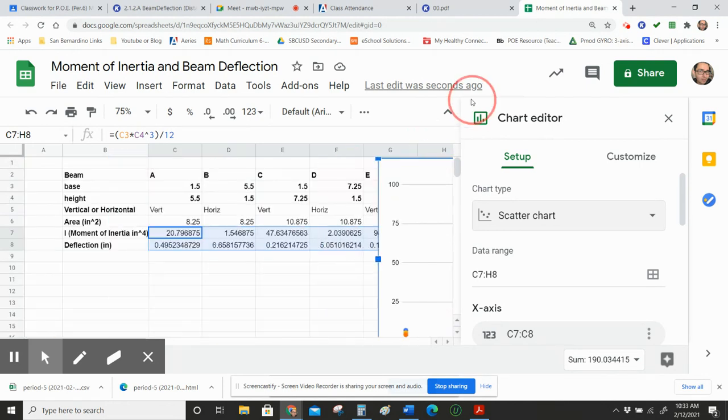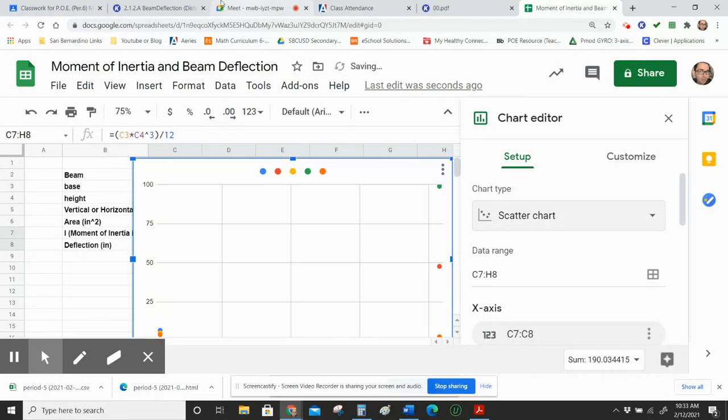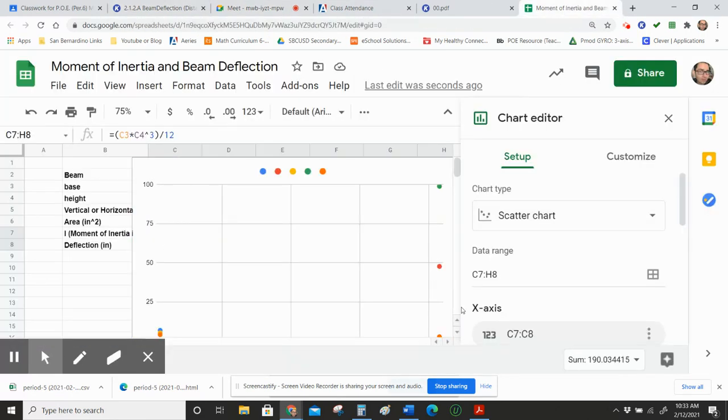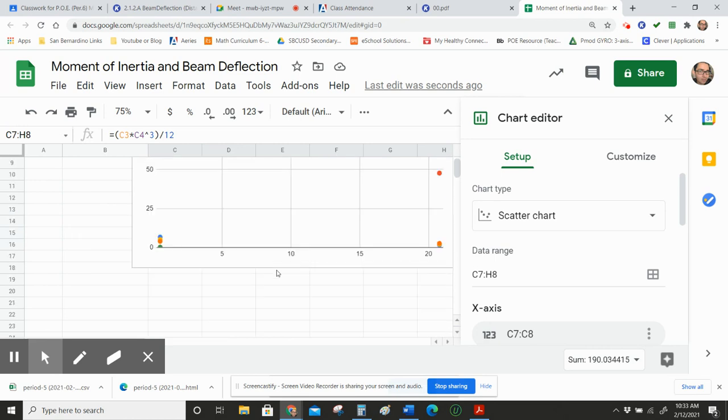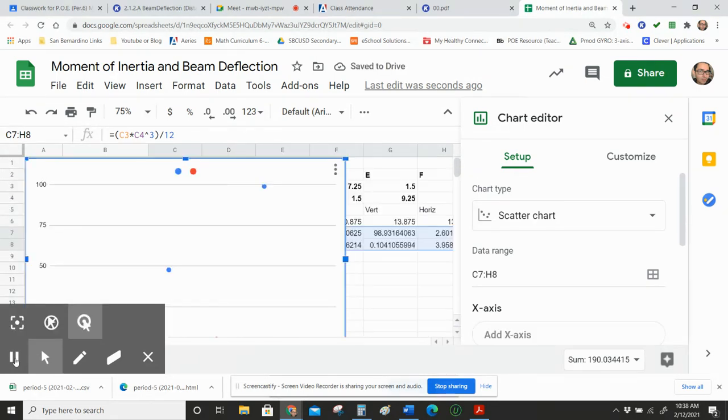Let's see. The x-axis was C7, and that is the moment of inertia. Let's see if that's correct. Moment of inertia should be on the x-axis. Beam deflection should be on the y-axis. So that actually does make sense. I should have stopped this and made two different videos.